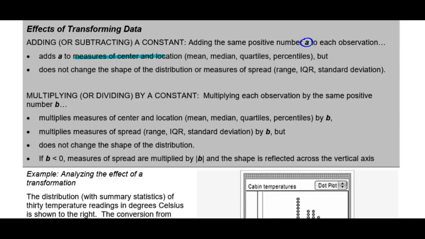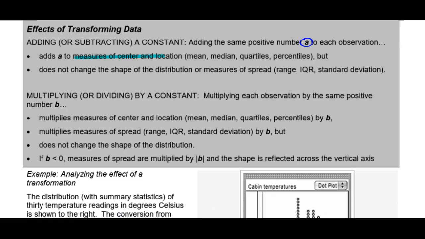It also does not change the shape of the distribution or change the measures of spread, IQR, standard deviation. So if I take the distribution of test scores and I calculate a standard deviation, and then I add 5 points on everybody's test score, the standard deviation will be the same. The mean, the center has moved, but the standard deviation is the same. Okay, so how can we transform data? We can add or subtract a constant.